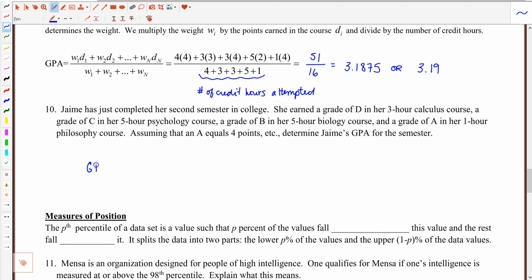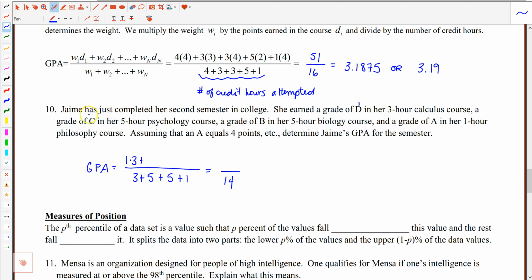So for the GPA, first off, the number of credit hours attempted, so there will be 3 plus 5 plus 5 plus 1. Okay, so 14 credit hours were attempted that semester. So let's figure out how many points the student earned based upon her grades. Now, a D is worth 1 point. So this is going to be 1 times 3. Okay, so it's the points for the letter grade times the hours for the class.